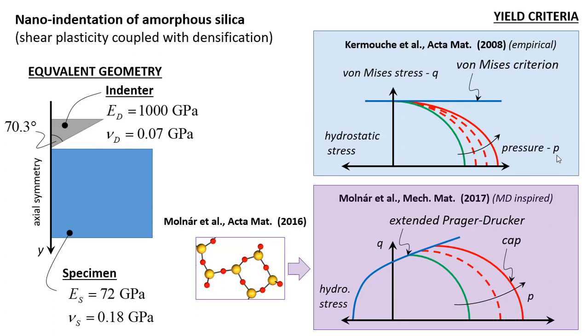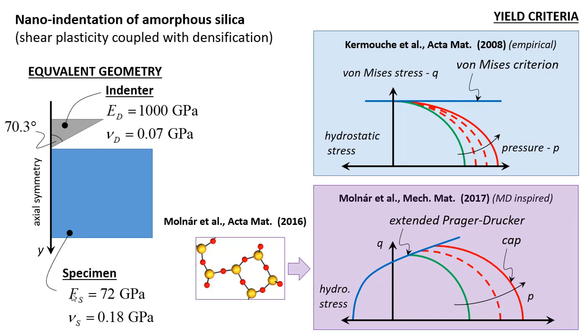to simulate nano-indentation on amorphous silica. We are going to use two different yield criteria. First, an empirical one, which was published by Guillaume Kermouche in 2008, and then another yield criterion, which is inspired by atomic scale simulations, and which we published in 2017.